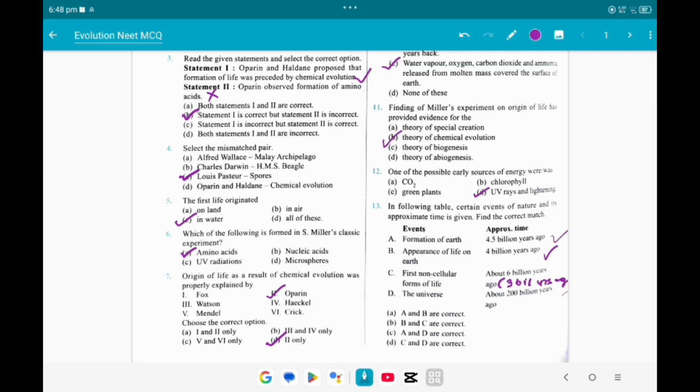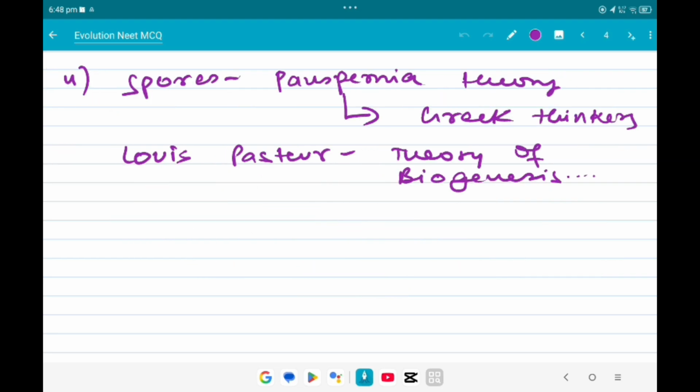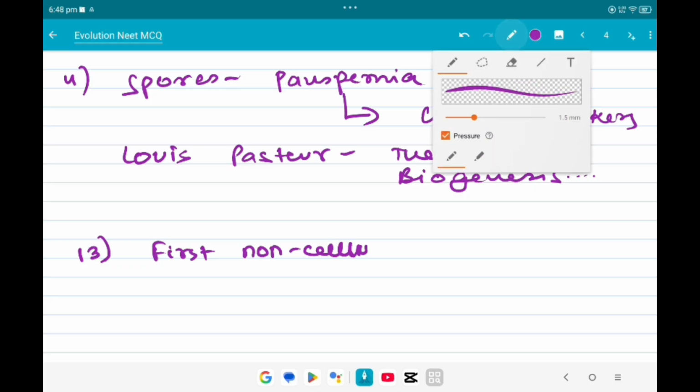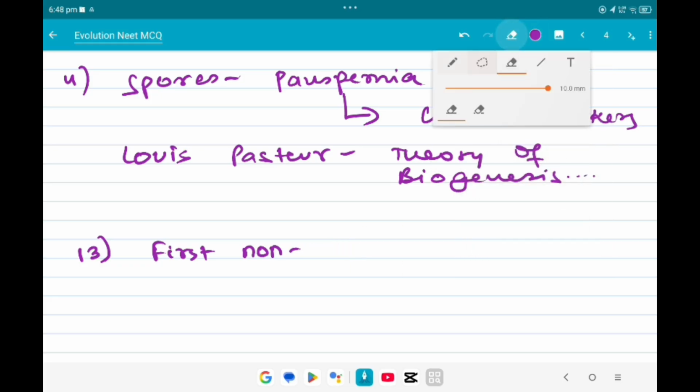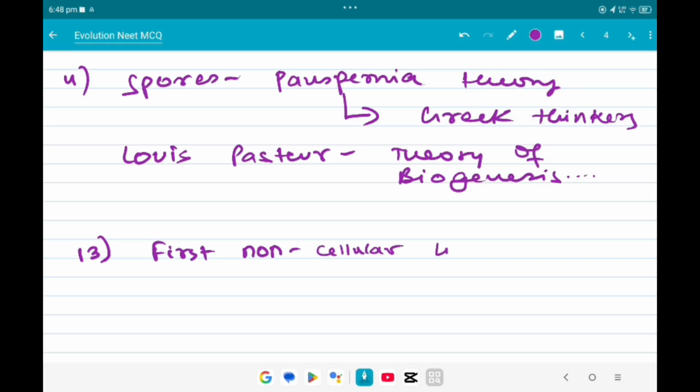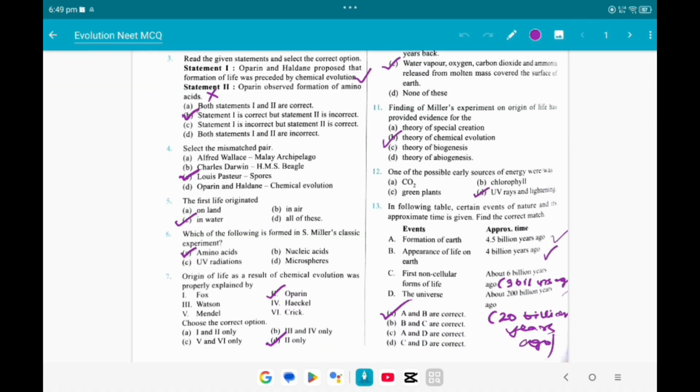And the universe is about 20 billion years ago. It is mentioned in NCERT again, and there is another data like in new NCERT some revised data is there. So option A and B are correct. I am writing this at the back. This is question number 13. First non-cellular life came about 3 billion years ago, and origin of universe, you remember, is 20 billion years ago. So our option for question 13 is A.